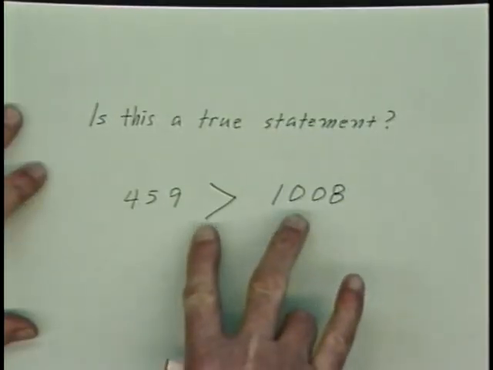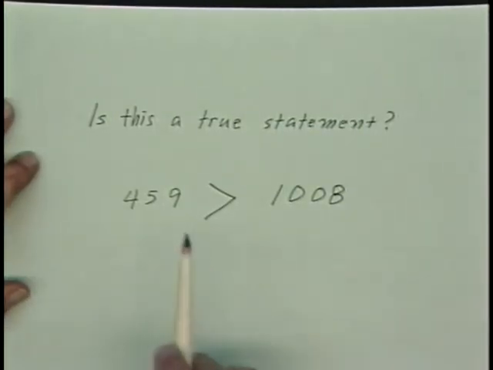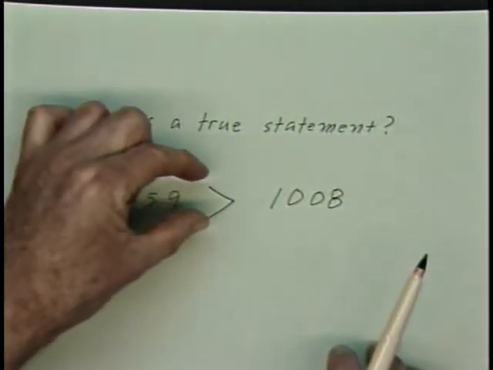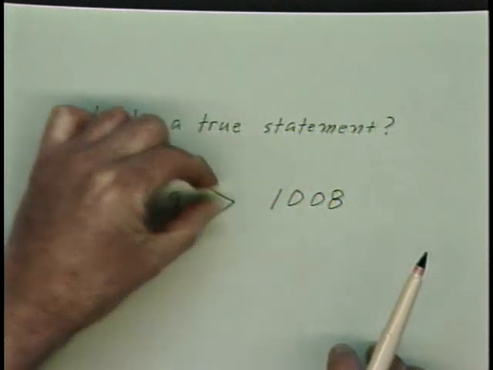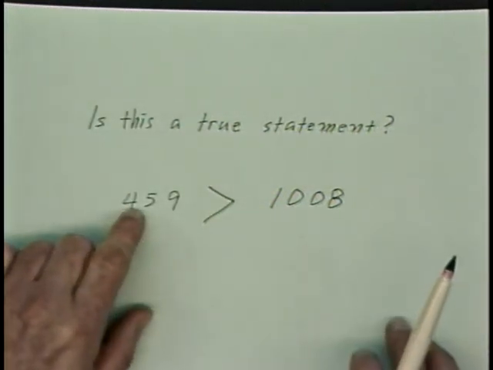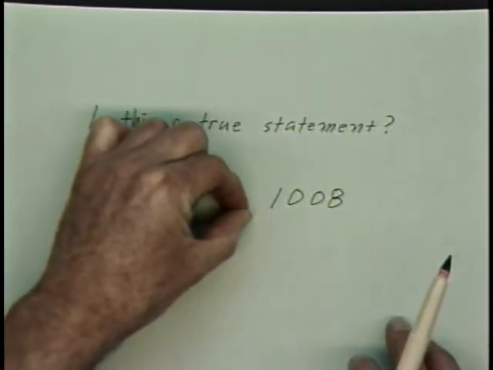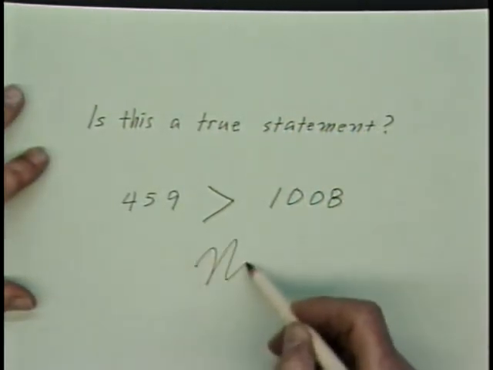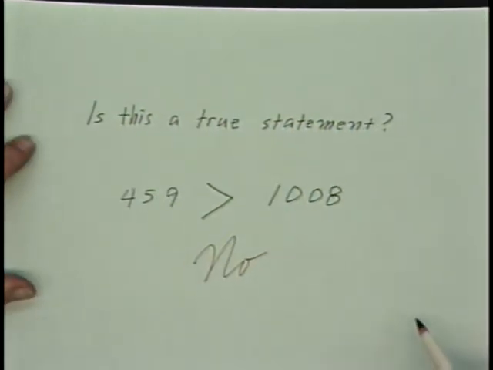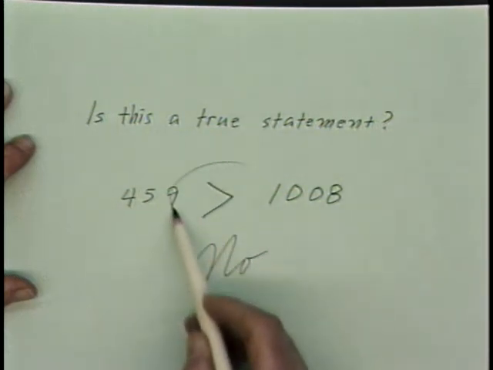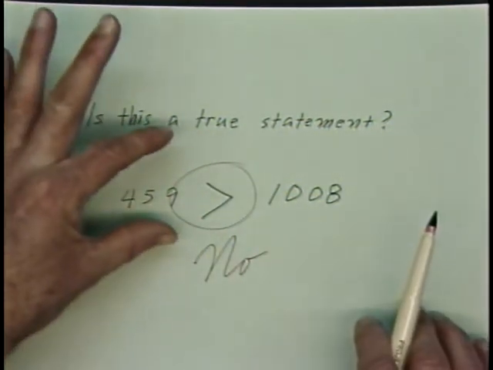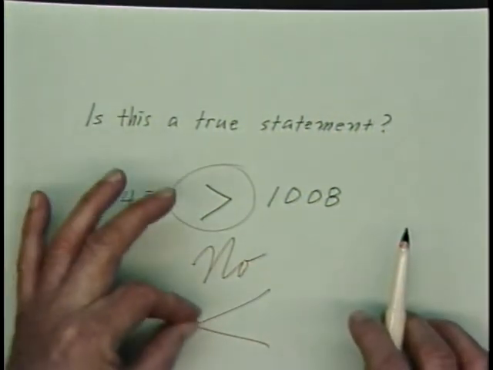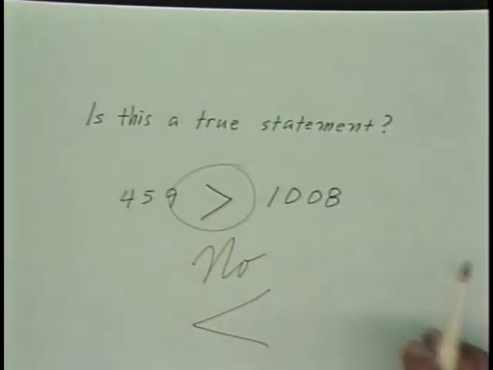Is this statement true? Well, let's read it. 459, and now it's just a matter of this is the greater spread than this, so we're asking, is 459 greater than 1008? And of course the answer is no. So this part of our lesson is simply to get used to this symbol which reads greater than, and this symbol which reads less than.